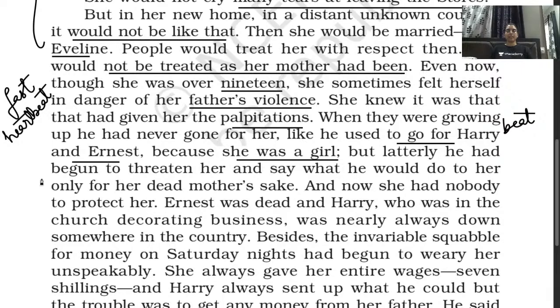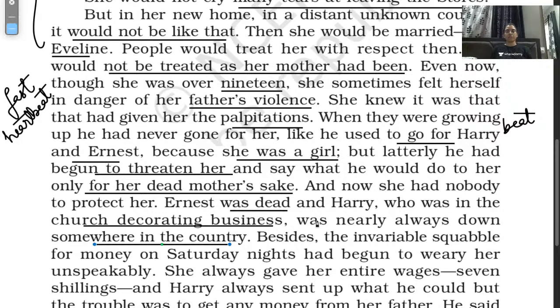But latterly, he had begun to threaten her and say what he would do to her only for her dead mother's sake. Okay, so meaning that these days he started threatening her that he might hit her also, beat her also. And now she had nobody to protect her. Ernest was dead, and Harry, who was in the church decorating business, was nearly always down somewhere in the country. Meaning, one of her two brothers had died and the other is always very busy.